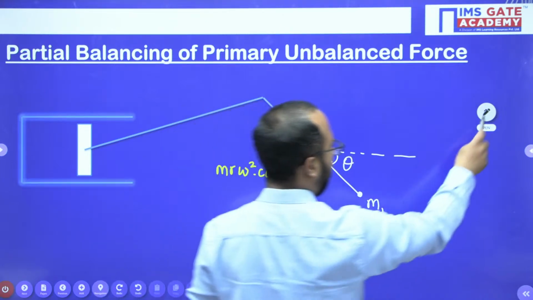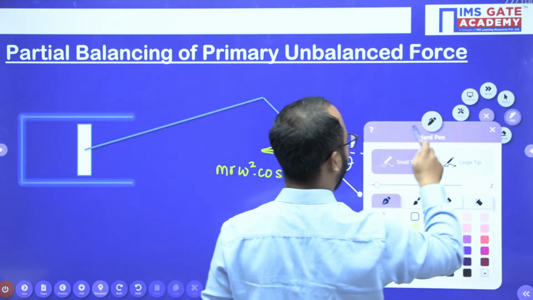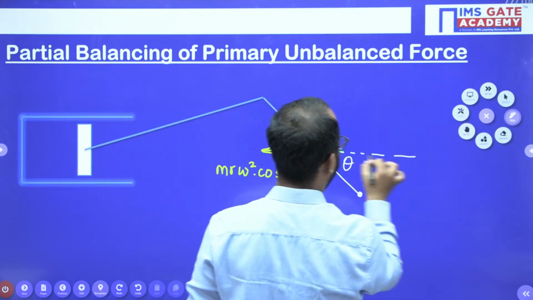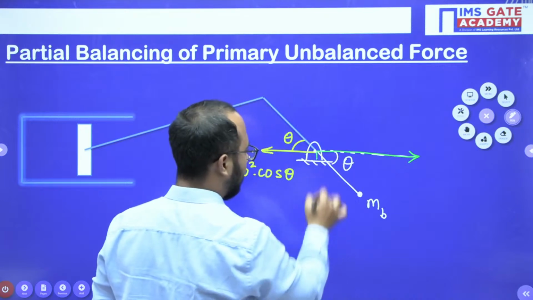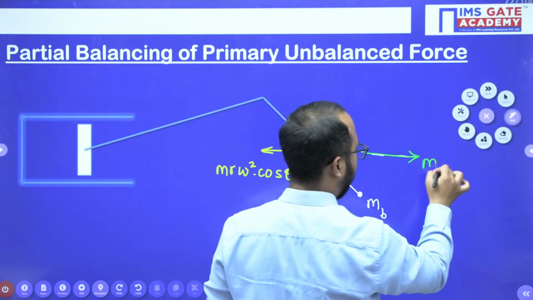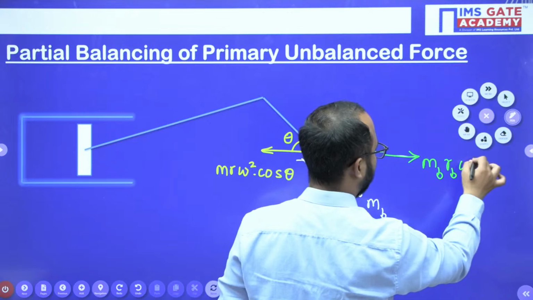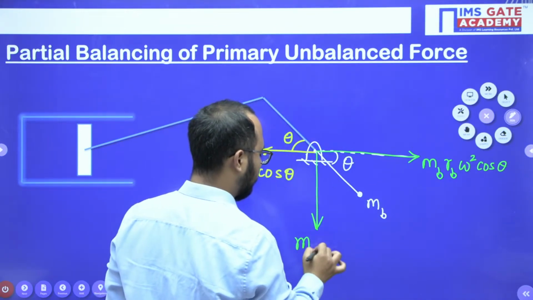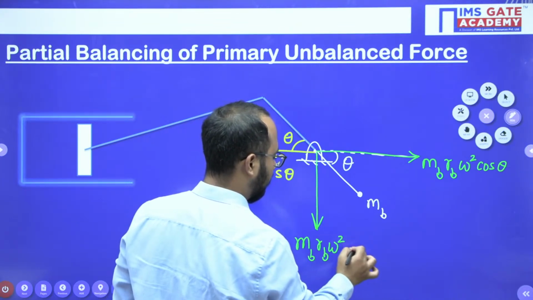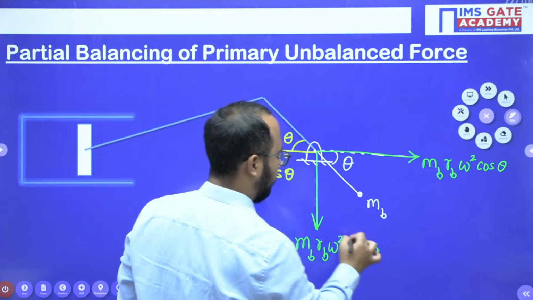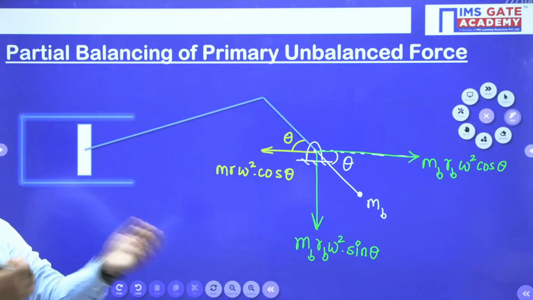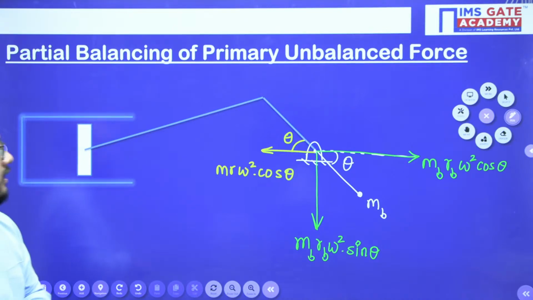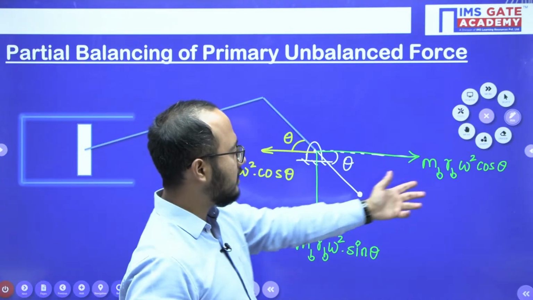So here, if you see, there will be one component here, and one component here. Here m_B r_B omega square cos theta, and here m_B r_B omega square sin theta. Clear everyone? Is this point clear? m_B r_B omega square sin theta, like this it will be there. So m r omega square cos theta, and this one, this one.